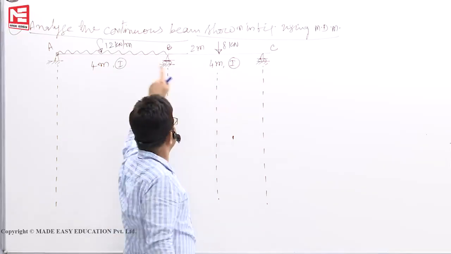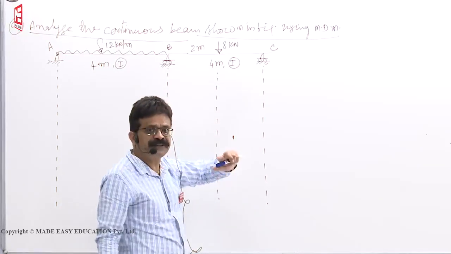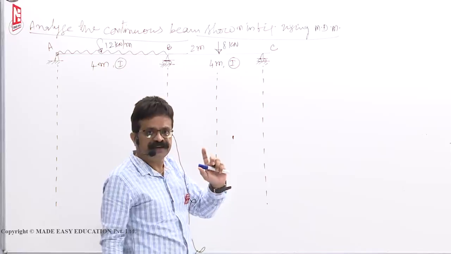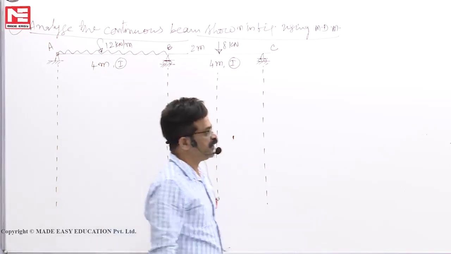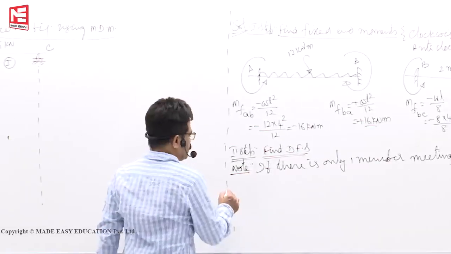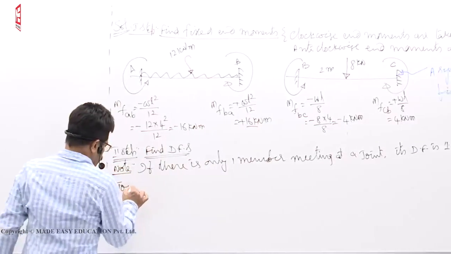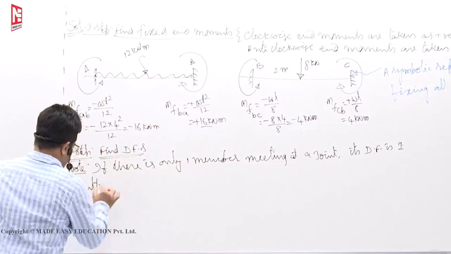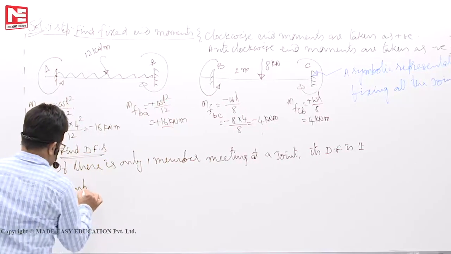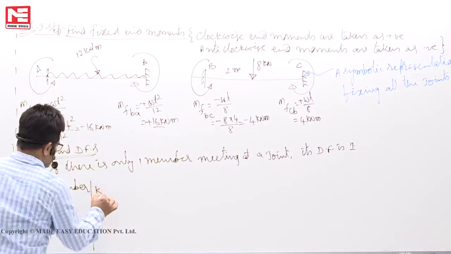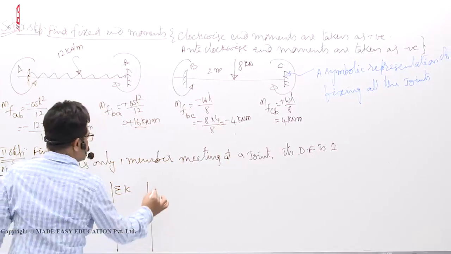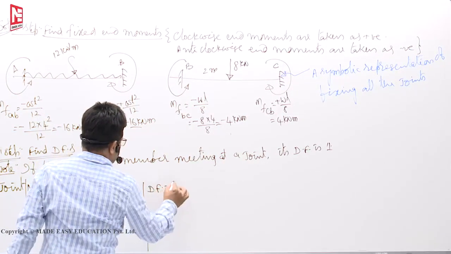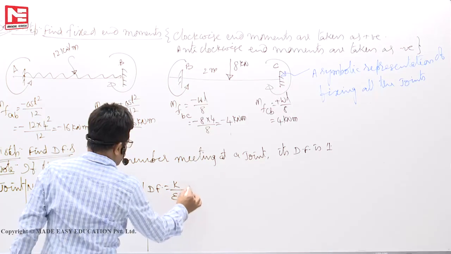In the exam, questions will be given such that you can find the distribution factors by inspection itself. Otherwise, maybe 10-15 seconds you can get it. If you could not find it by inspection, this is the process: joint, member, K, sigma K, and distribution factor is K by sigma K.